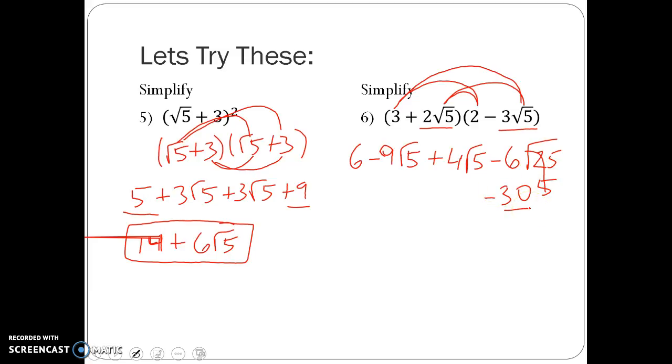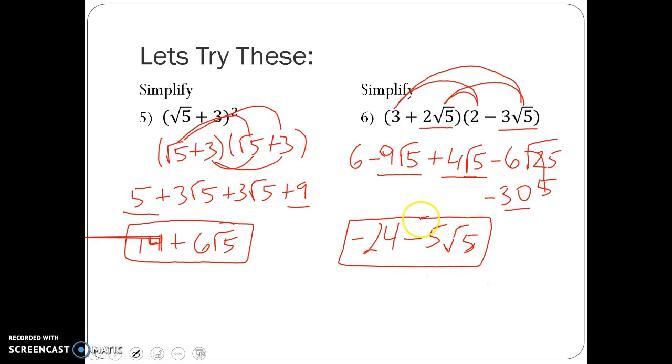So if I combine my like terms, 6 minus 30 is negative 24. And then negative 9 radical 5 plus 4 radical 5, that's negative 5 radical 5s. And so my final answer is negative 24 minus 5 radical 5.